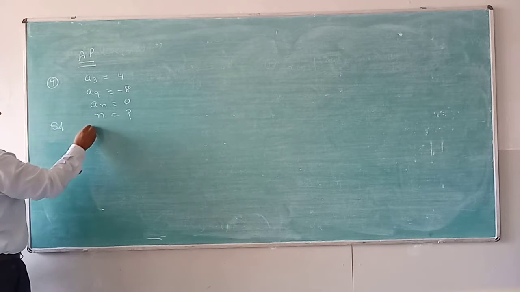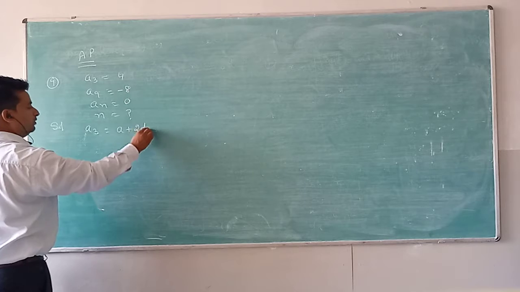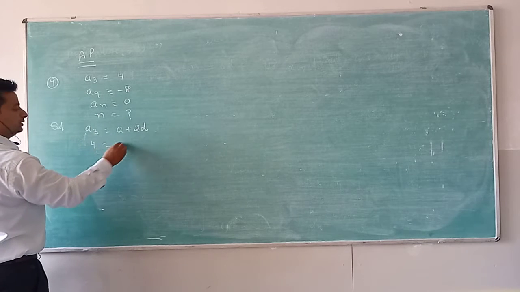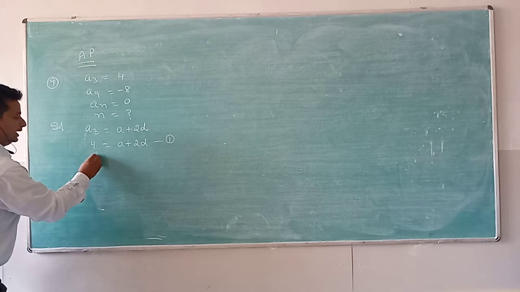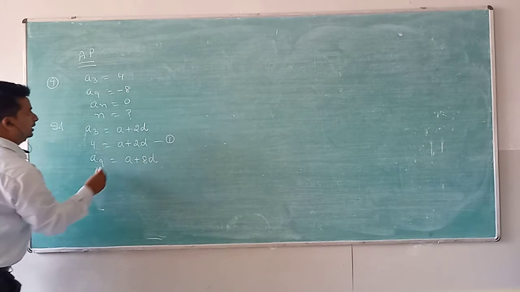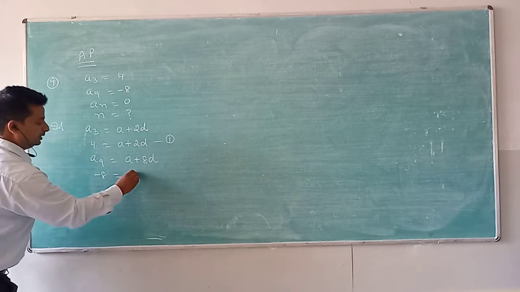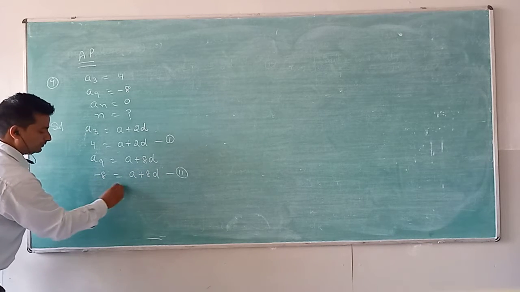As we know, a3 is a plus 2d. The value of a3 is 4, so a plus 2d equals 4. This is equation number 1. And the value of a9 is a plus 8d. a9 is minus 8, so a plus 8d equals minus 8. This is the second equation.